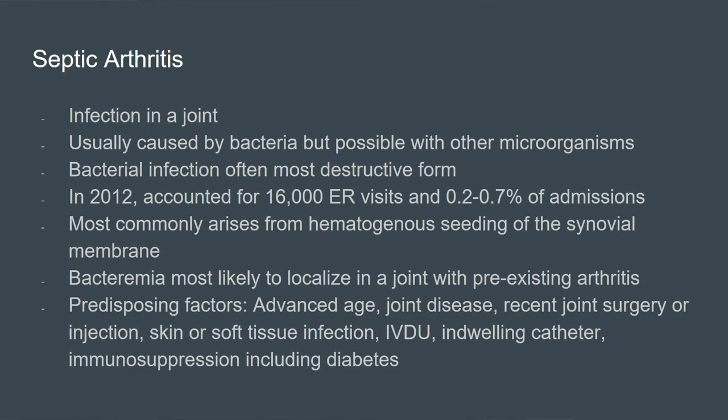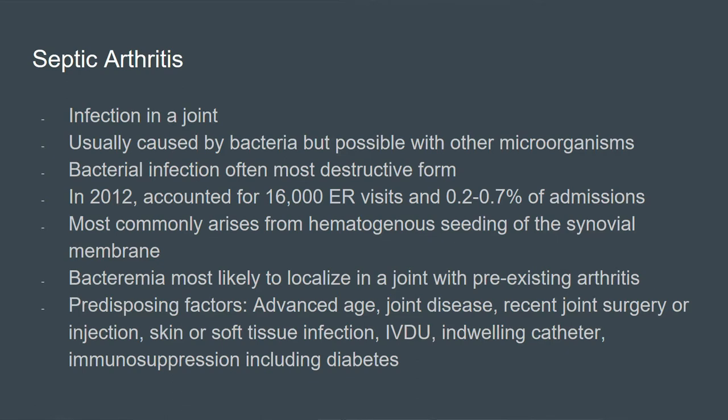Usually these are caused by bacteria, but it can also be caused by other microorganisms. Bacterial infections tend to be the most destructive. The incidence is only about 0.2 to 0.7% leading to admissions, but the mortality remains high. Most of these arise from hematogenous seeding of the synovial membrane, because the synovial membrane has no limiting basement membrane, so it allows the organism to enter, and organisms such as Staph aureus tend to stick to the synovial membrane and cause a septic joint.